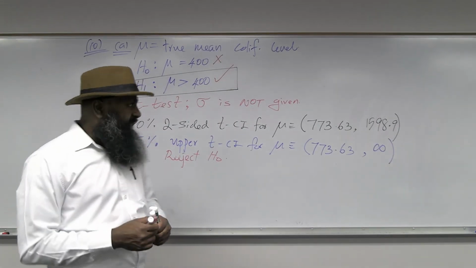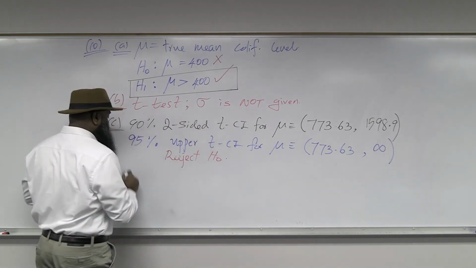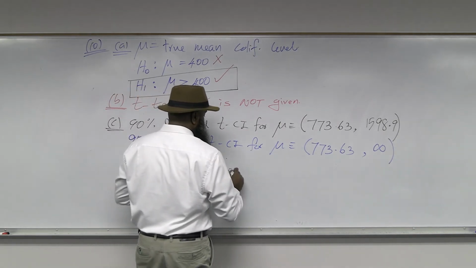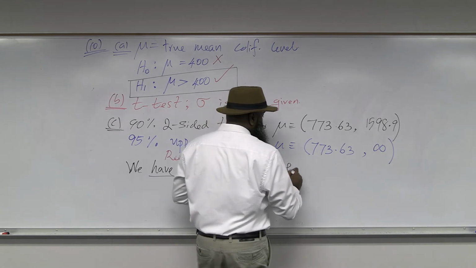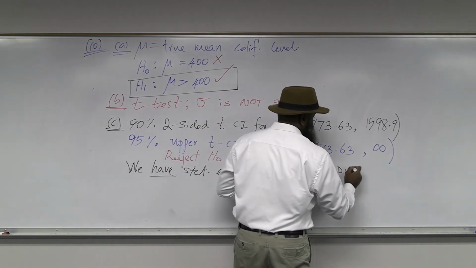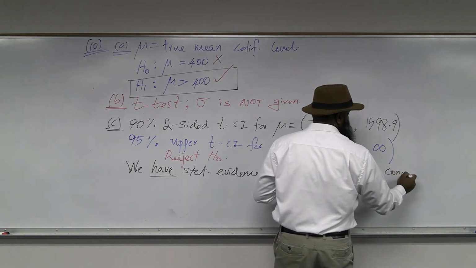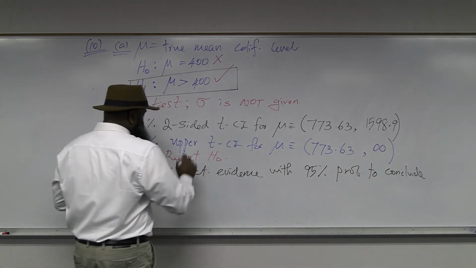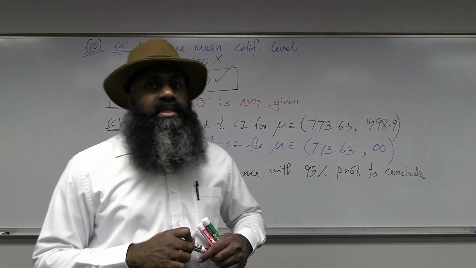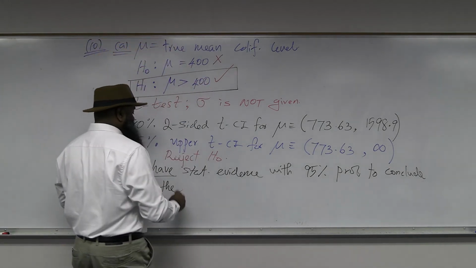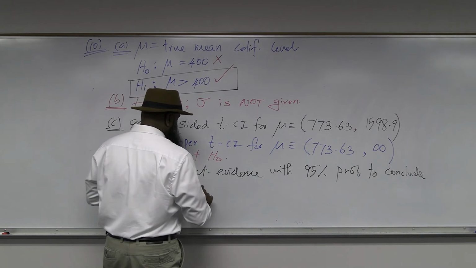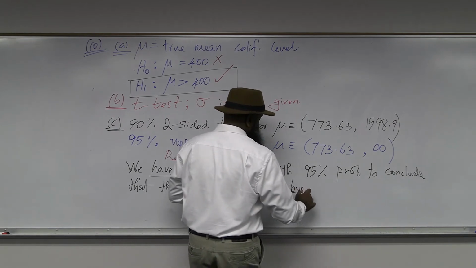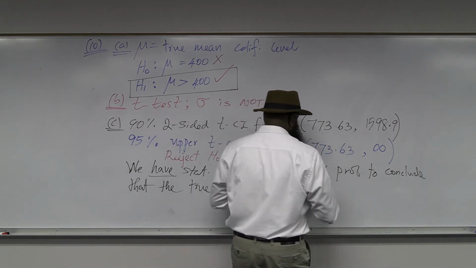And I must interpret that statement. So how would you interpret? We say we have statistical evidence with 95% probability to conclude that the water is unsafe, or you can write it this way, that the true mean coliform level is more than 400.